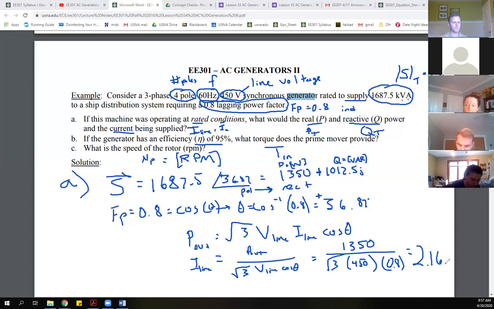2.16. And that would be kiloamps because this was kVA, right? That's kVA. This was actually kilowatts, and this was kVAR. There we go. All right, I'm going to clear this so we can solve for the next part.